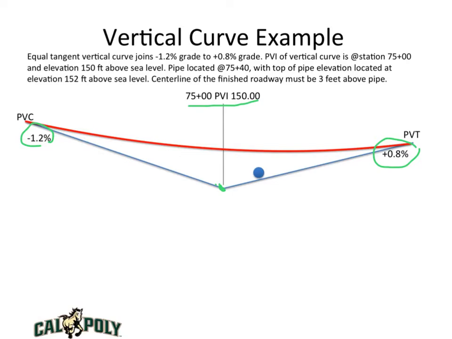There is a pipe crossing the roadway located at station 75 plus 40, so that's just 40 feet downstream of the PVI. And we're told that the top of the pipe elevation is located at elevation 152. So we have the elevation of the top of the pipe. And at the center line of the finished roadway, we must have three feet of clearance from the finished road to the top of the pipe elevation. So the typical question that we're asking in a problem like this is, what is the length of the vertical curve that will satisfy these constraints?